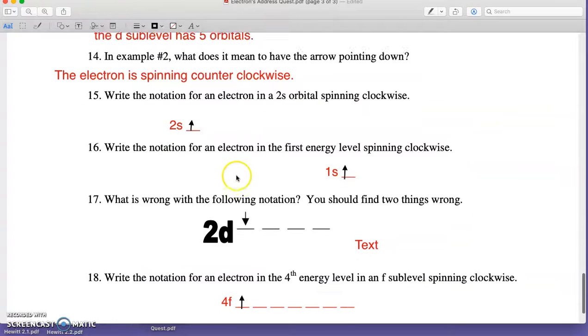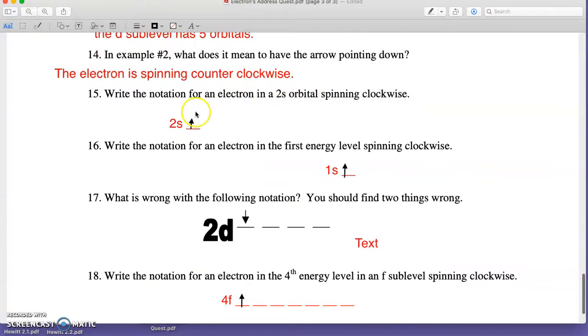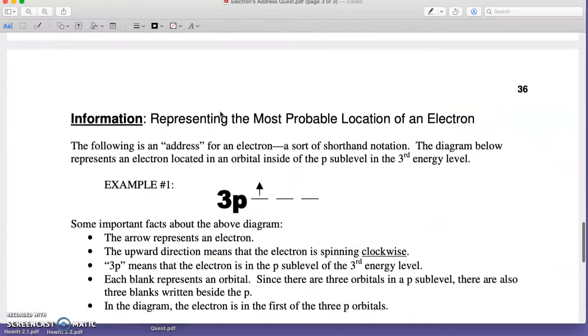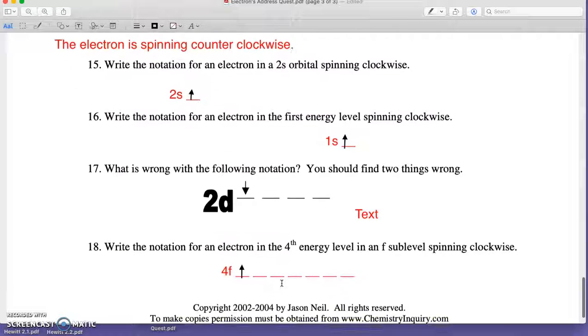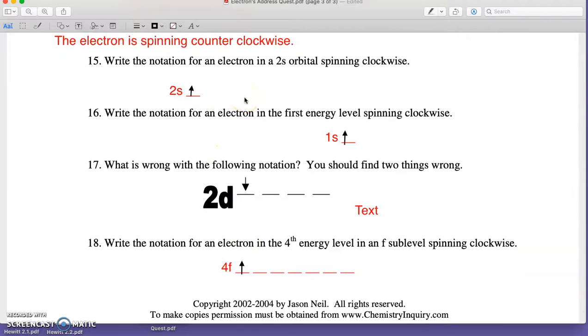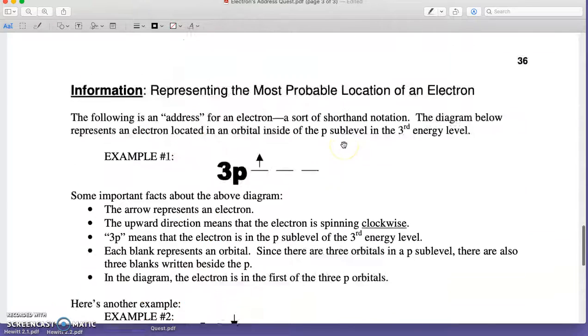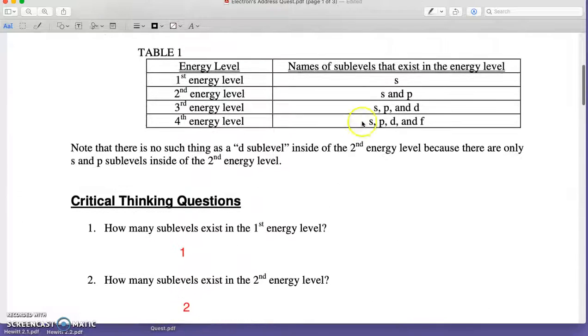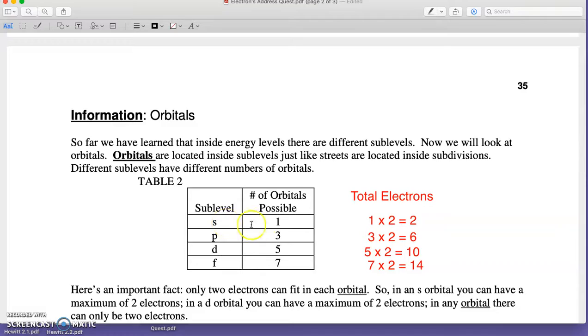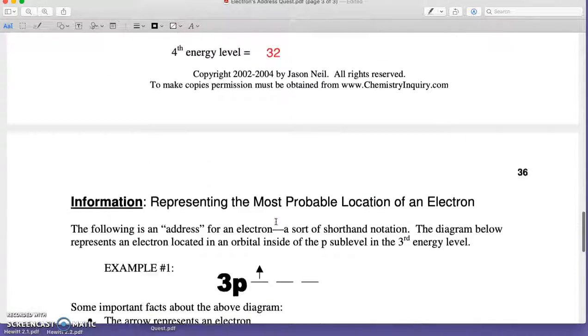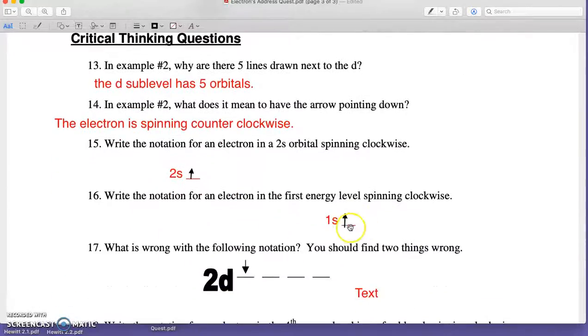So now the notation for a 2s orbital spinning clockwise. So I put 2 S. S has 1 orbital, so I just have 1 line after it, all right? And then I put the arrow pointing upwards because it is spinning clockwise. Okay, the notation for an electron in the first energy level spinning clockwise. So first energy level, and remember the first energy level only contains s orbitals. So knowing that, I have our s sublevel, which will mean 1 orbital. So I have 1s with 1 line with 1 arrow pointing upwards because it's spinning clockwise.